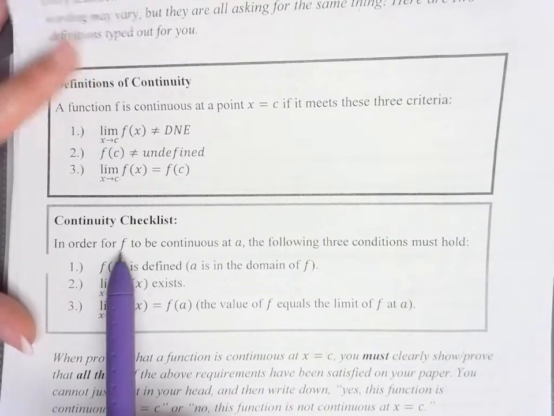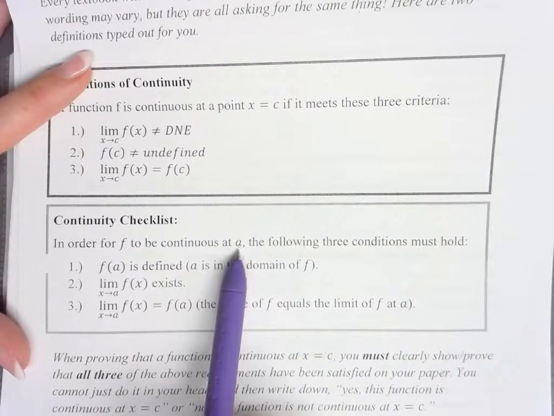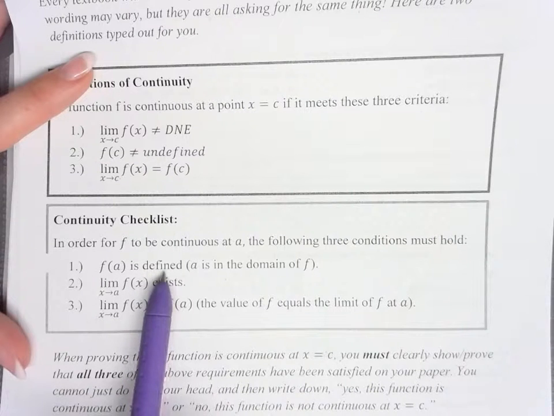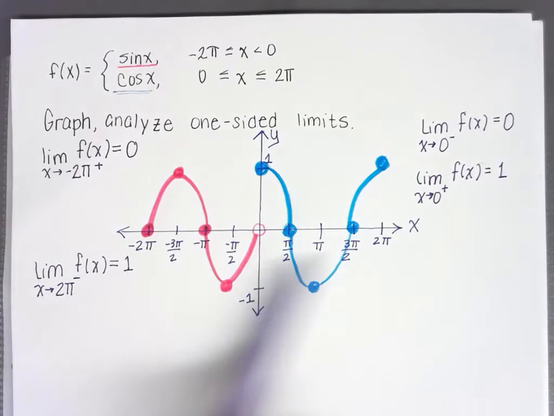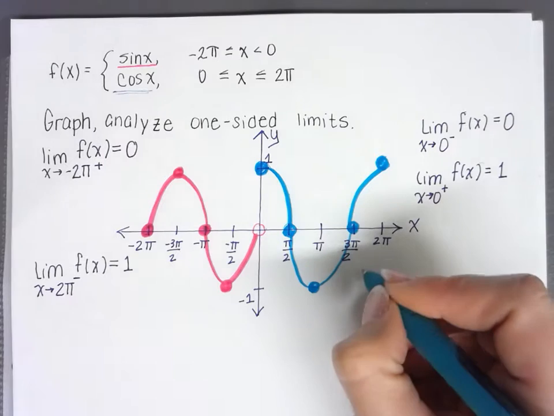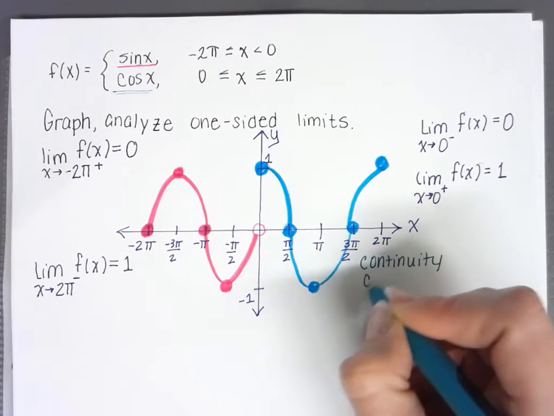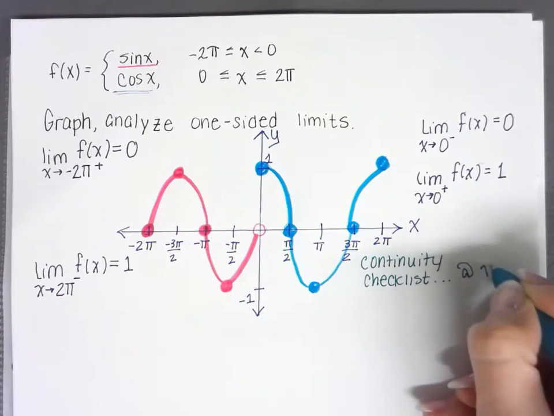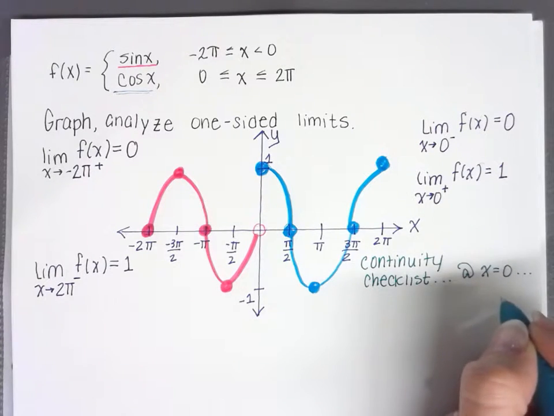But it says in order for f to be continuous, because like I said, you're not going to know what every function looks like at a, some given x value, the following three conditions must hold. f of a is defined. So I want to know, by this checklist here, and this is something you'll be expected to do in the future. So I'm going to write continuity checklist at x equals 0. I'm checking, is this continuous at 0, all right?